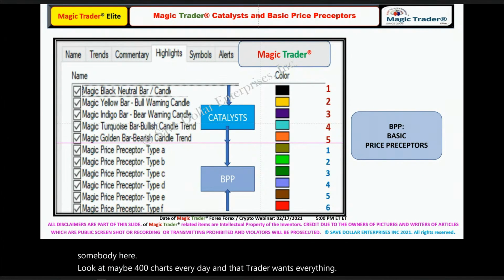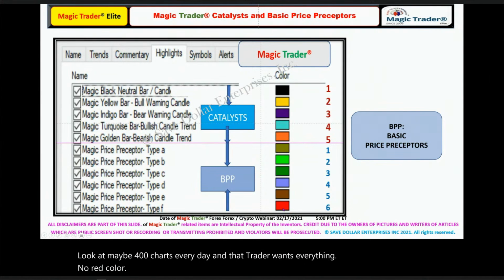Now the red color is for bearish. So all small, large, all institutions are selling at that time, including us.